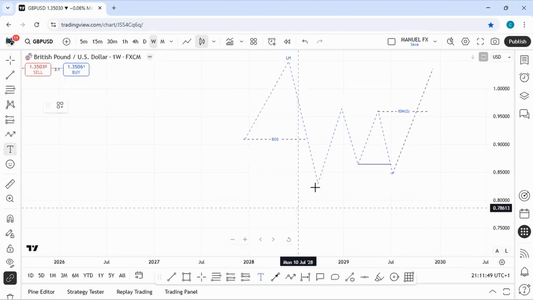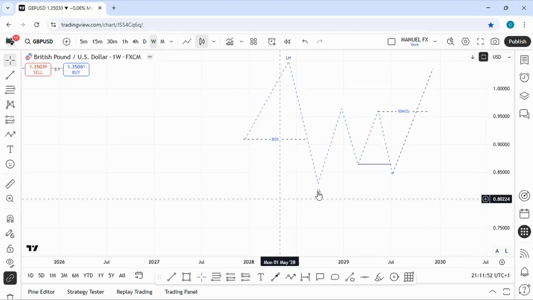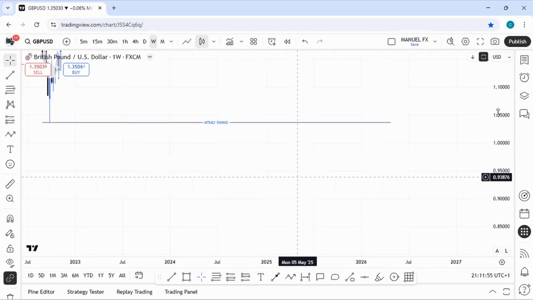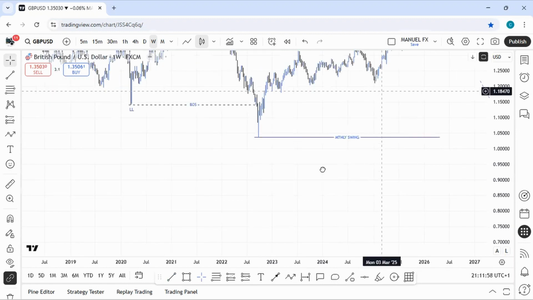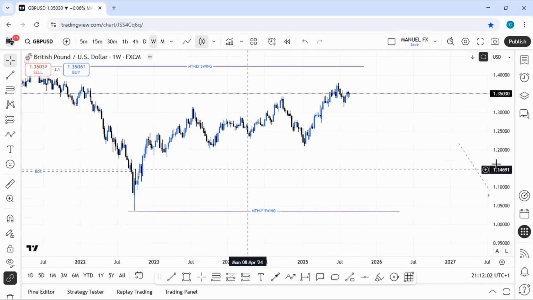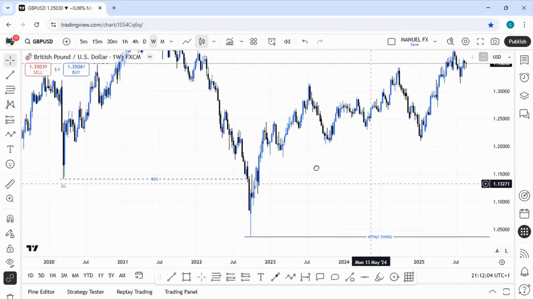We then confirm this low as our lower low. Now, moving back to the chart, this is a valid break of structure for a downtrend. Now, we expect price to take out an inducement.